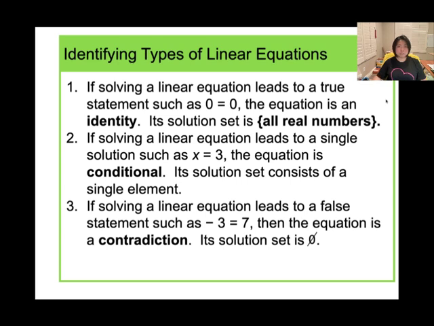Okay, this is the summary of the types of linear equations. One more time, when you get a true statement, this is an identity, and the solution set will be all real numbers. When you find out what your x is, this is a unique solution and the equation is conditional. So the solution set consists of a single element. From this example, x is going to be equal to 3. And if you're solving a linear equation and get a false statement, then the equation is a contradiction. So the solution set is empty. That means no solution.